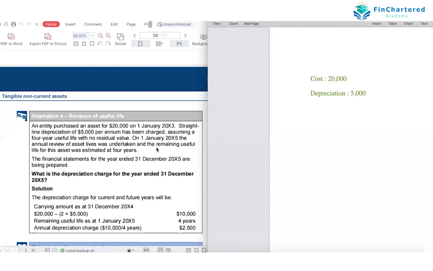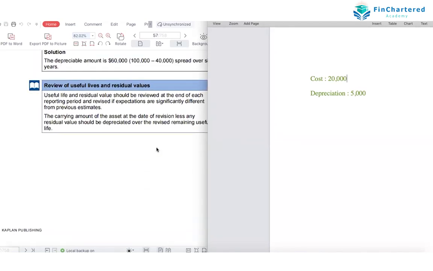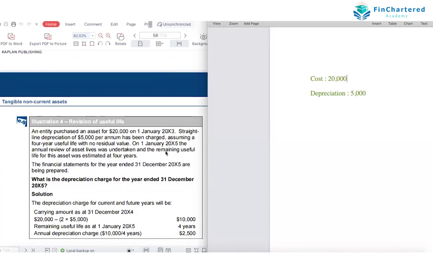On 1st Jan, the annual review of asset lives was undertaken and the remaining useful life for this asset was estimated to be 4 years. Now that makes me go back to this box. And again, I'll not go back to the box, but I'll explain what it is with the help of a simple example.